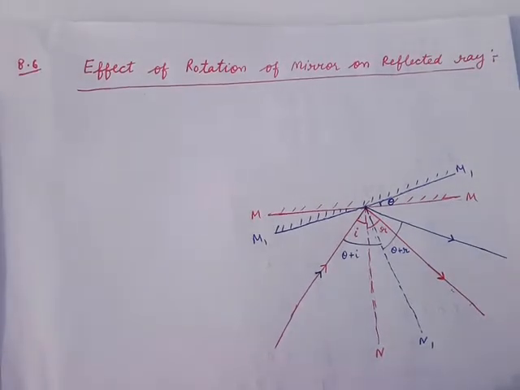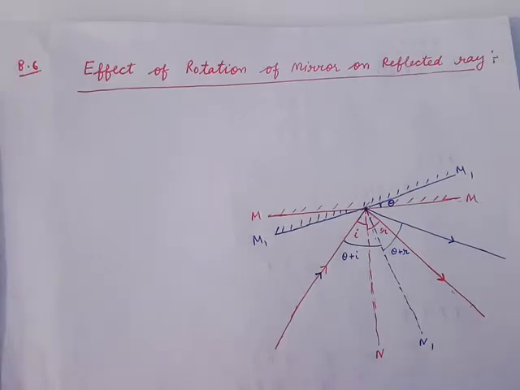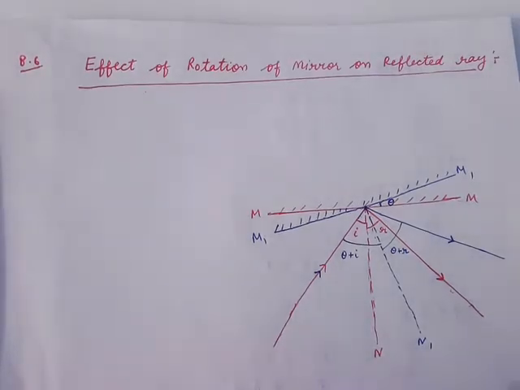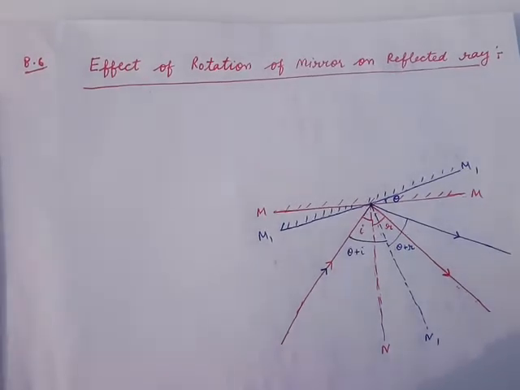So my dear students, in my previous videos I have explained article number 8.1 to 8.5 of chapter light. Now in this video I am going to explain article number 8.6, effect of rotation of mirror on the reflected ray.